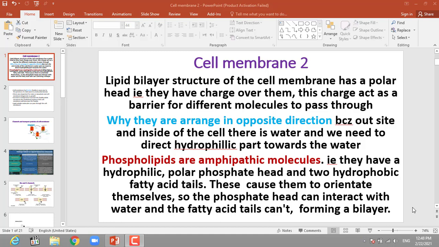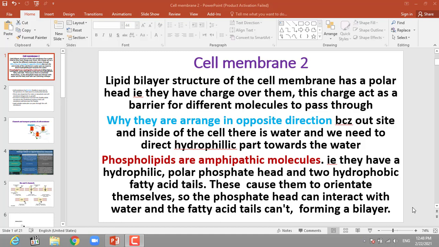So that part is directed towards the water, whether it is outside the cell membrane or inside it. The fatty acid legs, or chains, which are two in number, are hydrophobic, meaning they fear water. That's why they are moved inside. So the head is towards the water on both sides, because the outside environment, the extracellular fluid, also contains water. This is the reason they are arranged in opposite directions.